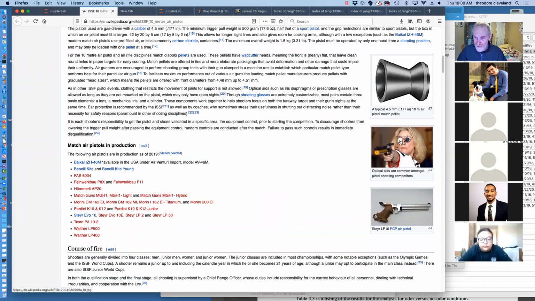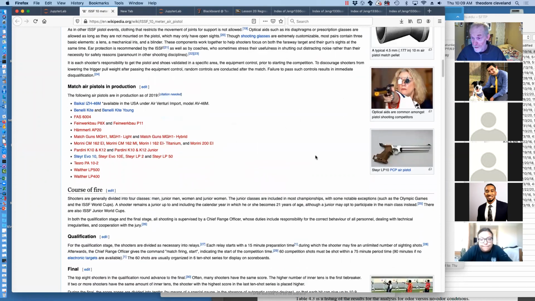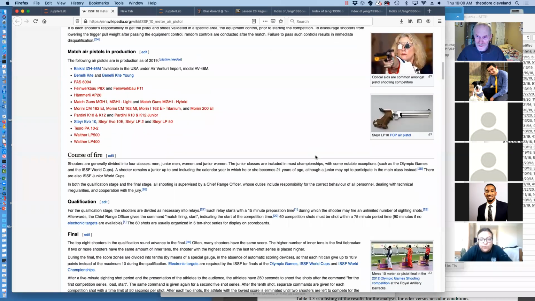And you can see that in the case of air pistol shooting, it's good to put an eye out because you get better. That's a joke.